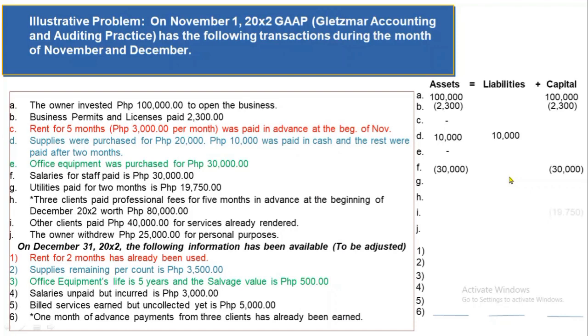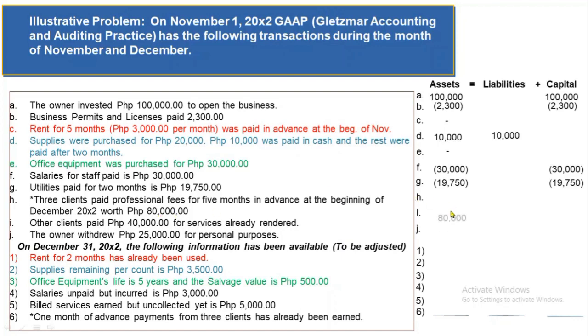So we're just still going to deduct the capital 19,750 and the assets also of 19,750. In letter H, 3 clients paid professional fees for 5 months in advance at the beginning of December 20x2, or the second month in our illustration, worth 80,000. This advance payment is considered as deferred revenue, right? Where we receive cash first before we do some service or deliver products. So what do we do with this?